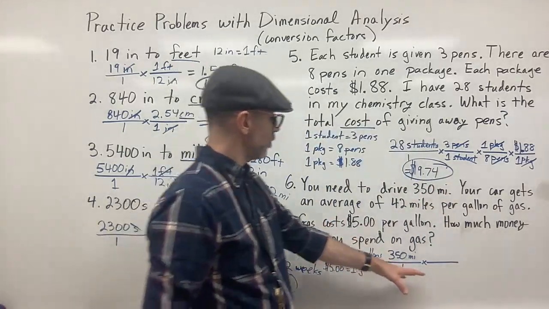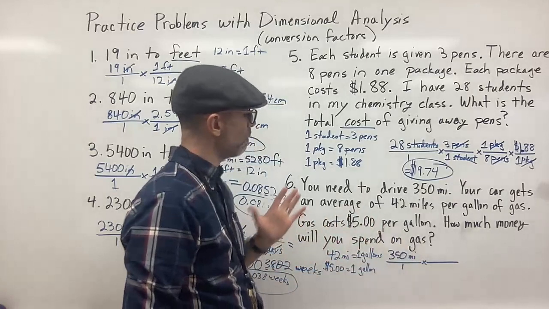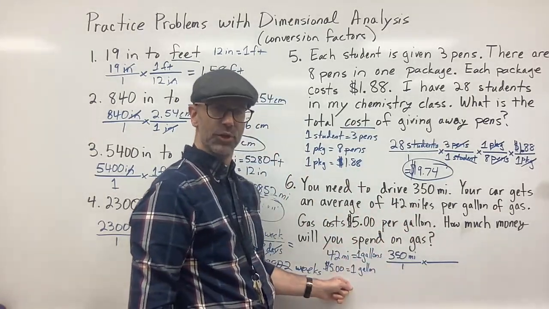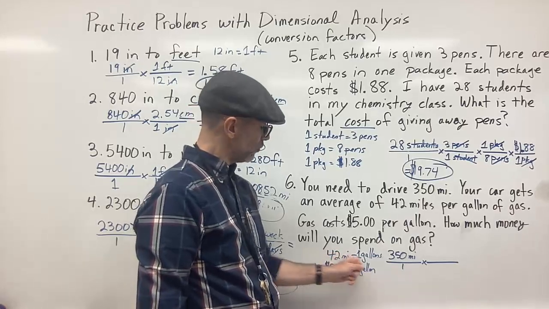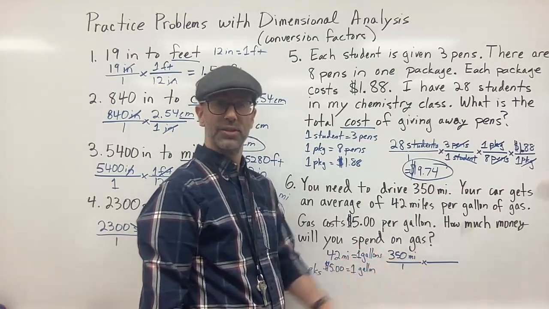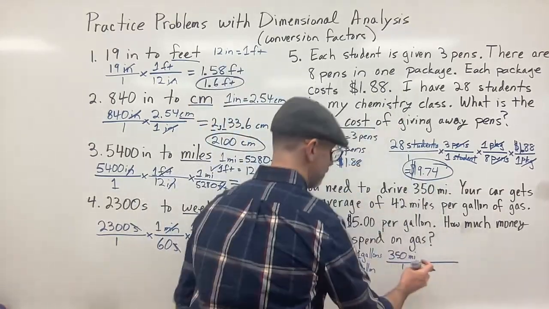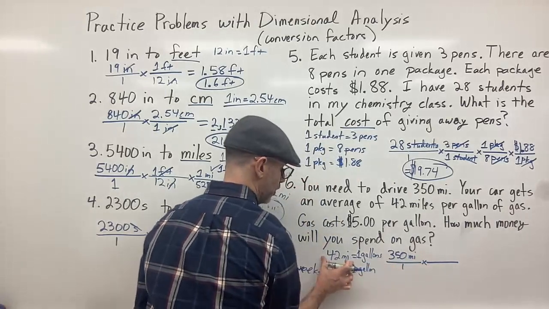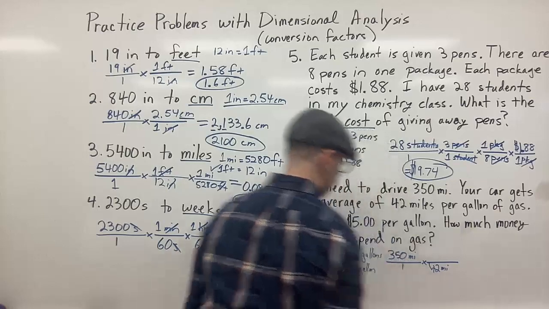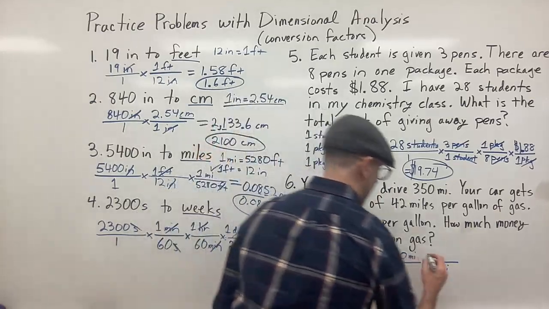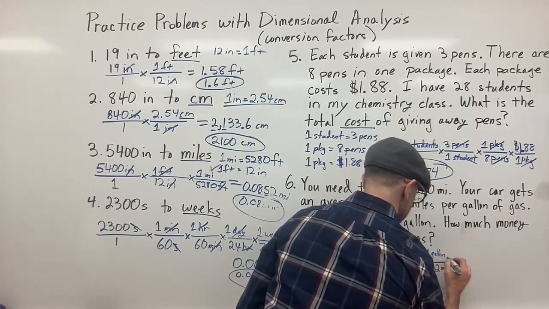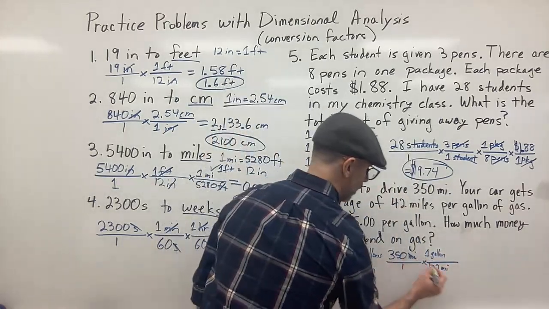And finally, okay, so we got miles. We need to convert miles to something. Do we have a relationship that has miles in it? Yes, we do. We got 42 miles is equal to 1 gallon of gas. So let's use that to convert miles to gallons. So since I have miles on top, I'm going to put 42 miles on the bottom, and I'm going to put 1 gallon of gas on top. So miles cancels out.